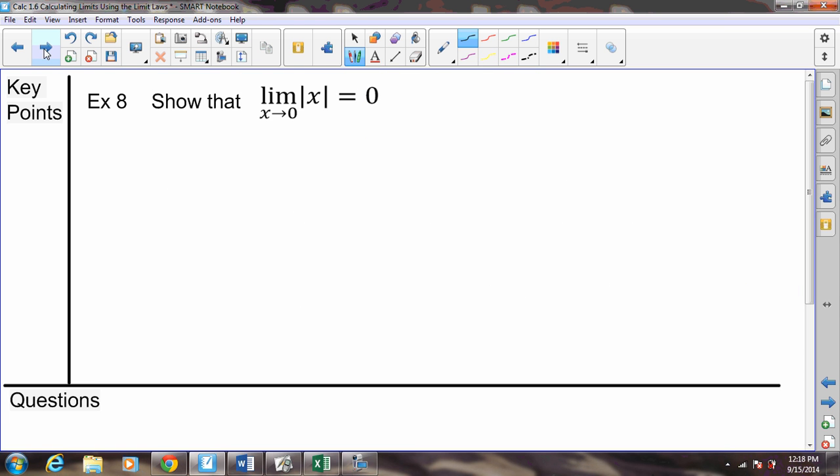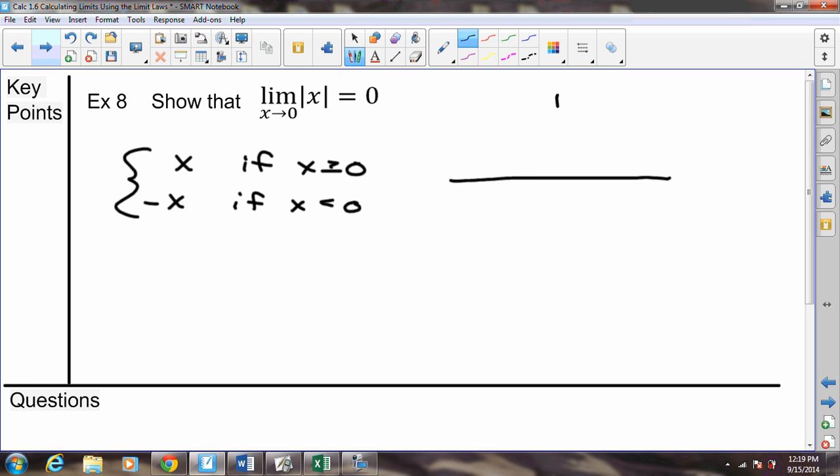Example 8. Show that the limit of the absolute value of x equals 0. With this particular one, do you remember what the absolute value function is? It's saying x if it's greater than or equal to 0, and negative x, or the opposite of x, if you've got negatives. This is one that's very, very easy to see graphically. What does the graph of absolute value look like? Not a W.